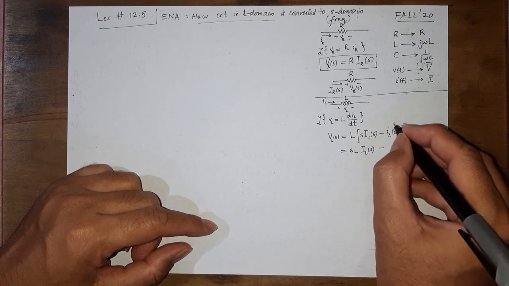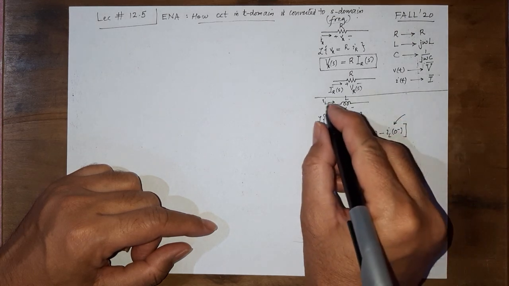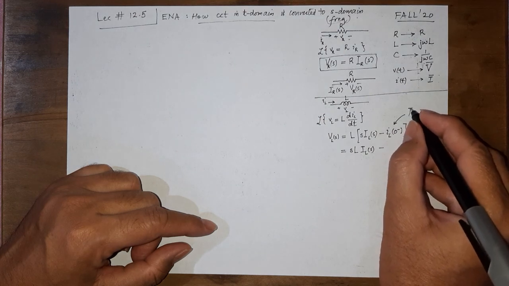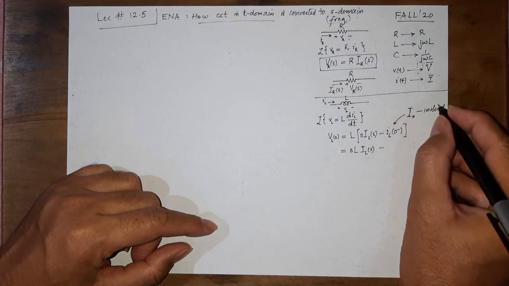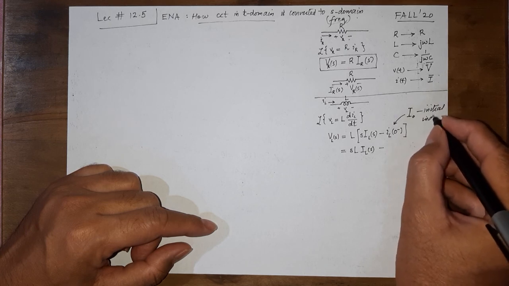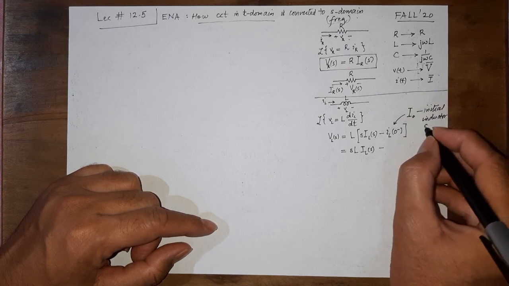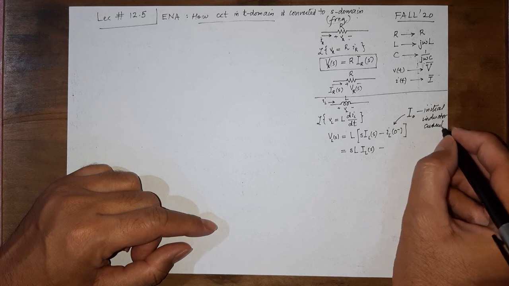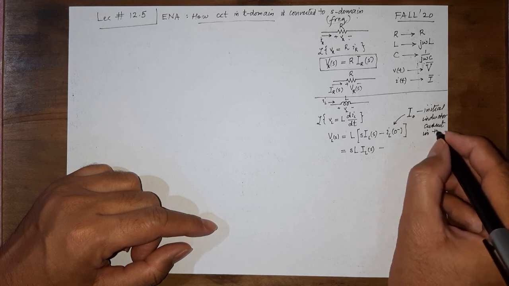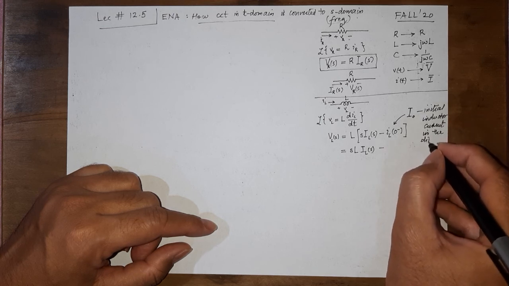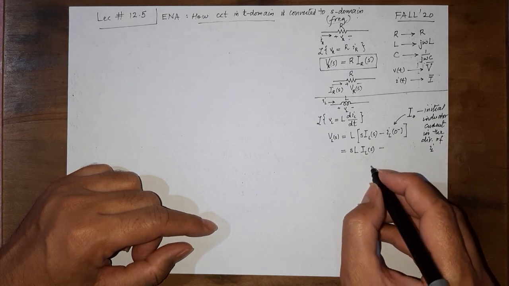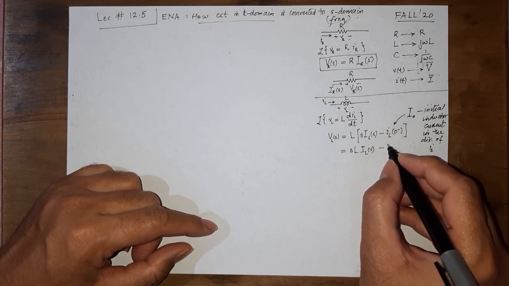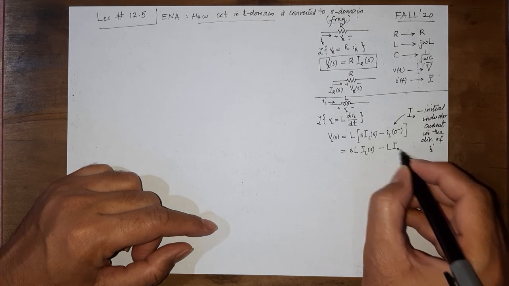Let us say this initial current in the direction of this IL is I naught. The initial inductor current in the direction of IL. Then this becomes L I naught.